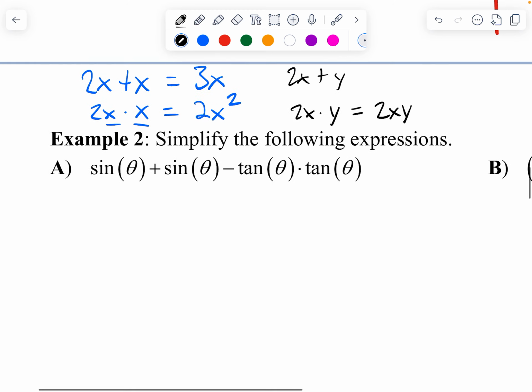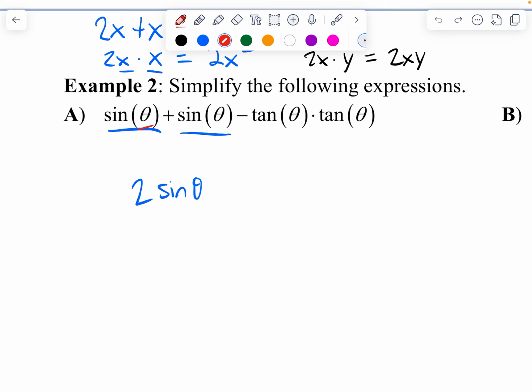Now, fun fact, how you work with variables is how you work with trig functions in algebra, right? So first off, we have sine plus sine. That's like saying 2x plus x, right? They're both like terms. They're both sines. So then you get 2 sine of theta. When you combine trig functions together, their angles will never change. You only change the quantity, right? Whether the trig function gets squared or whether you're changing the coefficient, but the angles themselves will not change, all right?